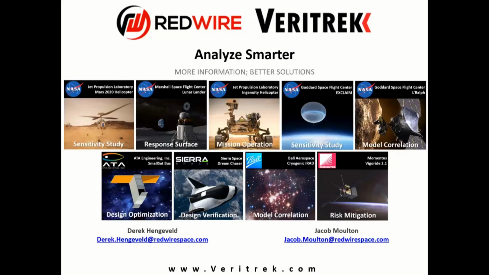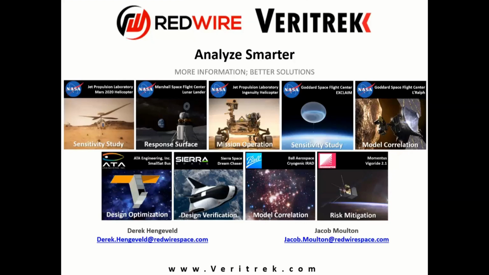We have NASA Marshall Space Flight Center. They've used Veritrek for their lunar lander program, basically using Veritrek to develop response surfaces, to better interrogate and investigate their thermal design. NASA Goddard used Veritrek looking at design sensitivities on their Exclaim program. And then NASA Goddard also used Veritrek for model correlation. Veritrek has, as we'll see later, a rapid thermal model correlation tool. They use that on their LRALPH program.